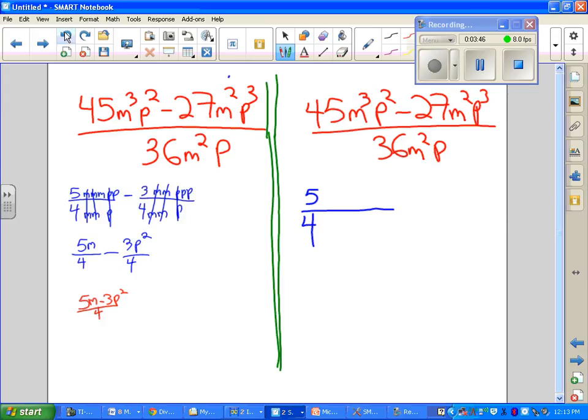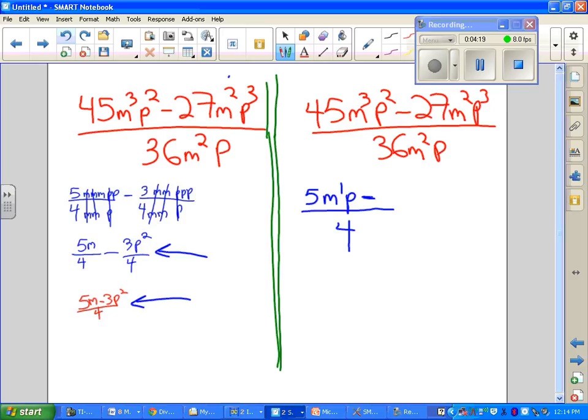I'm left with m to the 1, so that would stay on the top because it's positive. Second one is I'm subtracting these. The power of 1 right here. 2 minus 1 is 1. So that would be power of 1 of p and it would stay on top. I put a minus here. 27 divided by 36 would give me a 4 again. I'm going to leave that 4 in the middle. So you can write it in both ways. You can write it like this, or you can write it like that.